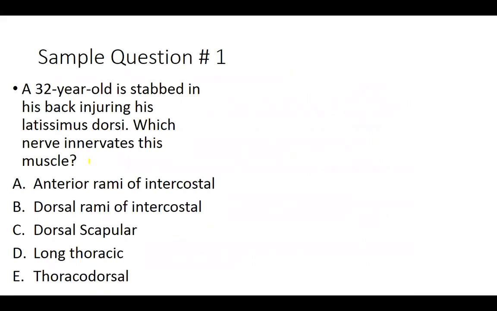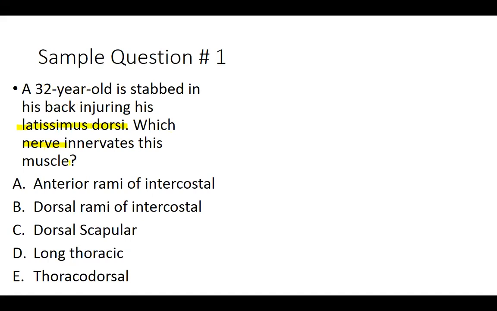Okay, so in this question, we're going to look at the question first. Which nerve innervates this muscle? So you're looking for a nerve itself, so I'm highlighting that. You're looking for a nerve that innervates that muscle. You have a 32-year-old stabbed in his back, so you're already thinking about a back muscle. Injury of the latissimus dorsi. All right, so there's your muscle right there, the latissimus dorsi, and basically what you're looking for is what nerve innervates this muscle.